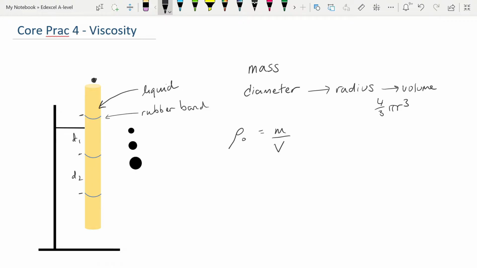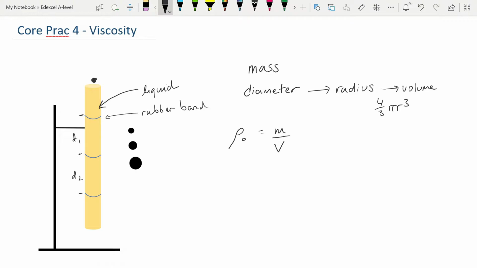Try and keep everything in kilograms per meter cubed. It's just going to make your life easier. So when you measure the mass, the balance will give it to you in grams, just convert it straight away into kilograms. And the same with the diameter, just put it into meters, and then you don't have to worry about changing centimeters or millimeters cubed to meters cubed later on.